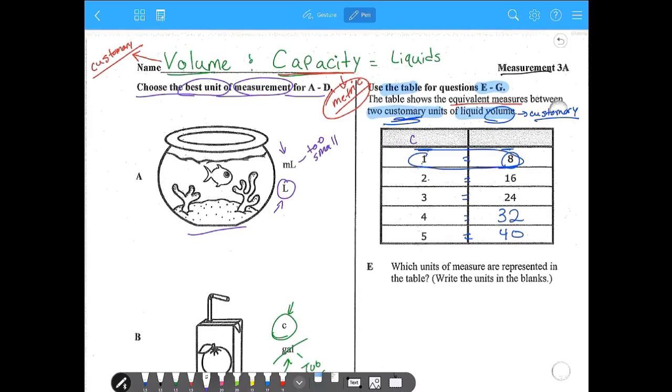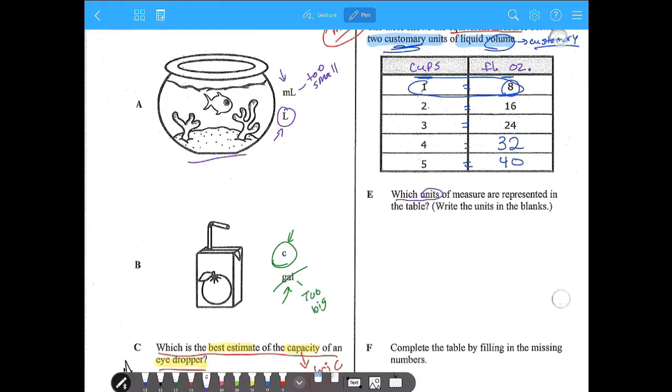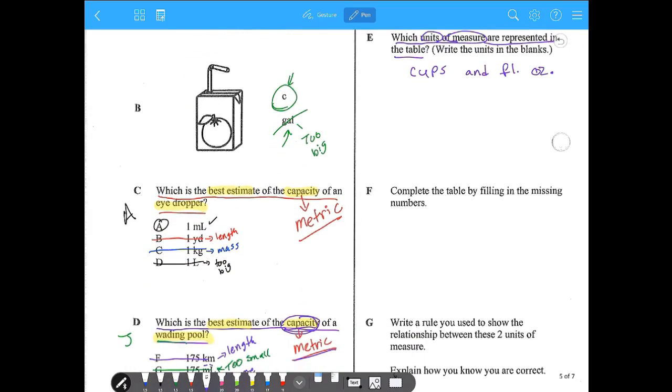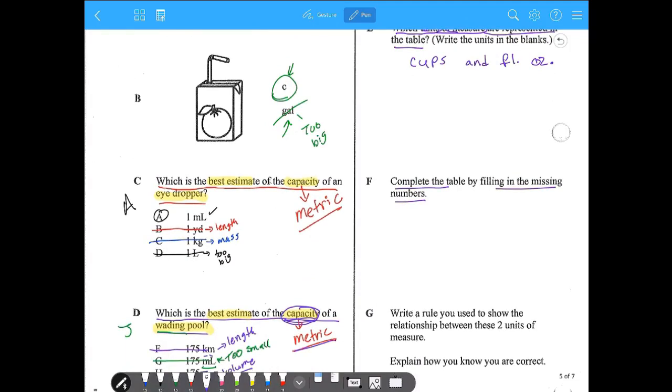We have the cups and the fluid ounces. Now, which units of measure are represented in the table? And we just filled them in. They were cups and fluid ounces. Okay, and then letter F, complete the table by filling in the missing numbers. Well, we just filled them in, right? We found the pattern, 32 and 40.